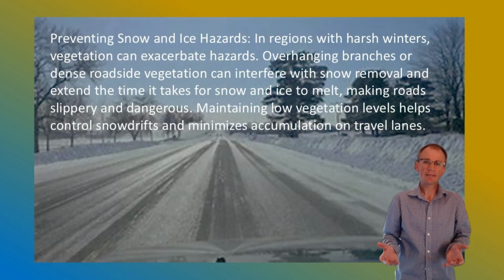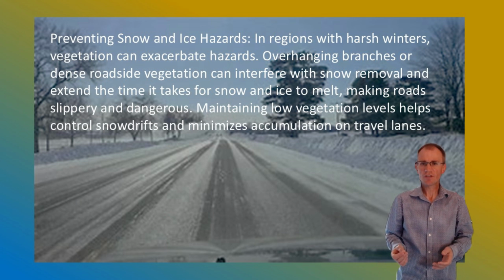Preventing snow and ice hazards. In regions with harsh winters, vegetation can exacerbate hazards. Overhanging branches or dense roadside vegetation can interfere with snow removal and extend the time it takes for snow and ice to melt, making roads slippery and dangerous. Maintaining low vegetation levels helps control snowdrifts and minimizes accumulation on travel times.